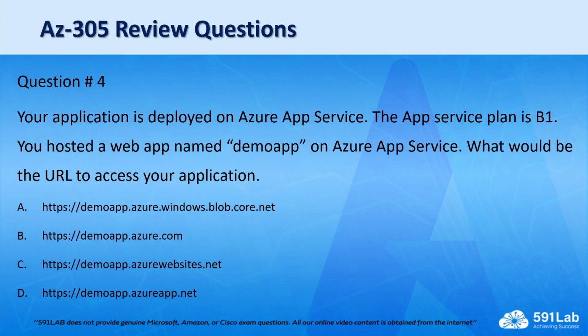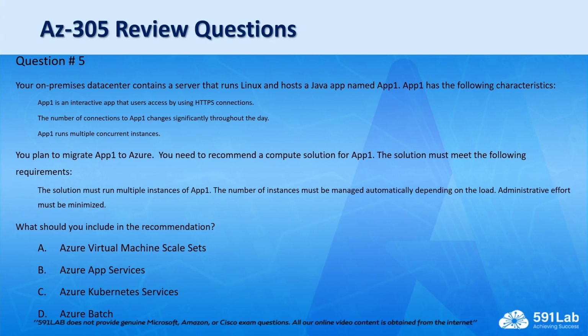To the next question. Your application is deployed on Azure App Service. The app service plan is B1. You've hosted a web app named Demo App on Azure App Service. What would be the URL to access your application? It's time to move to the next question.